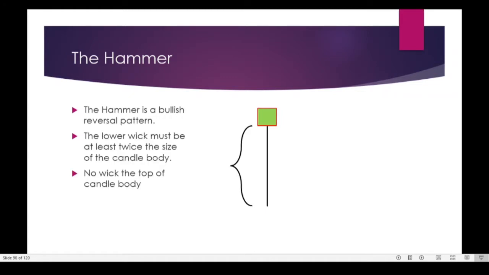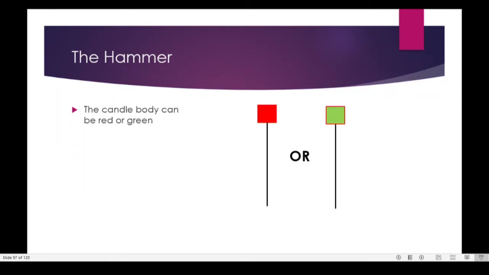In order for this candle to be identified as a hammer candle, the body's wick must be at least twice the size of the body. There is no wick at the top, but sometimes a small wick is acceptable. A hammer candle could be either red or green.